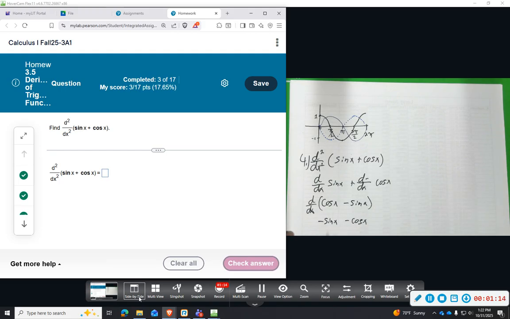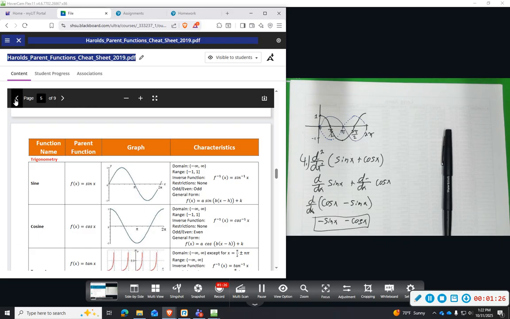Okay, so it looks like we have the same thing, it just changed to negative. So this would be our second derivative: negative sine x minus cosine x. And again, those are in our content in our class.